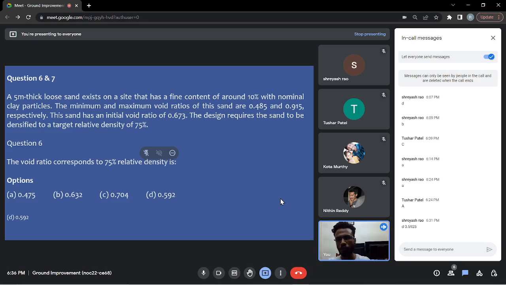I know there are formulas given in the lectures, but you can go from the simple mechanics problem also. If you know the relation between the void ratio and the total volume, then you can solve this question.